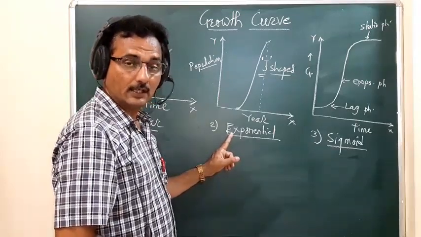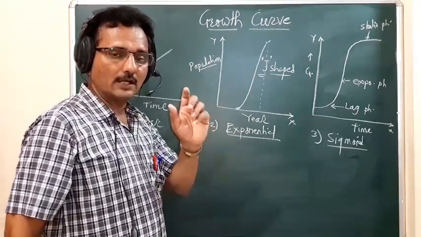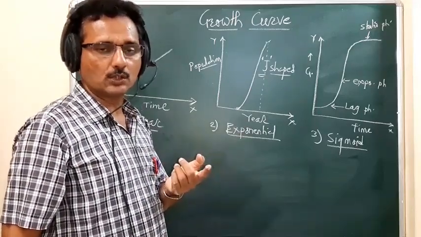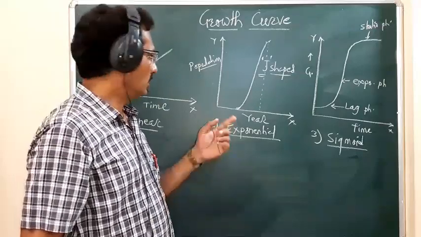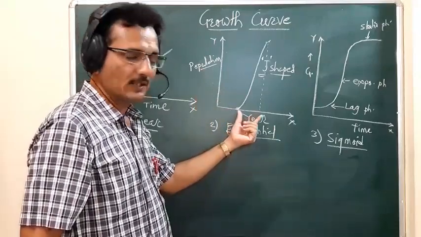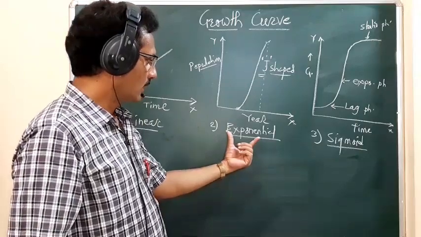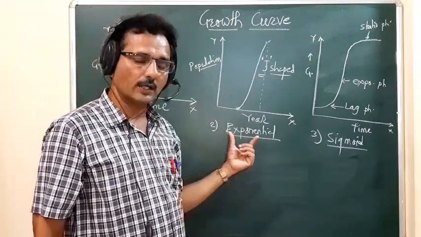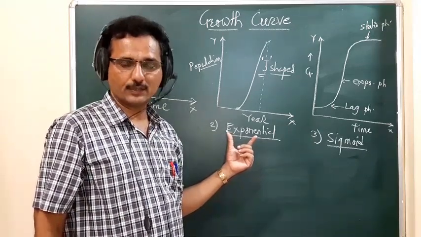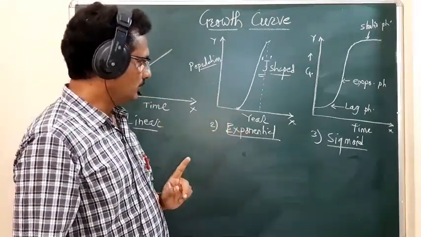It is the characteristic feature of the exponential curve, in the sense the time period is very short, but it shows the maximum growth, or the maximum number of the population. So the population number increases within a short time. Such a type of curve is called the exponential curve. It shows this sudden increase in the population number. So you remember this one.